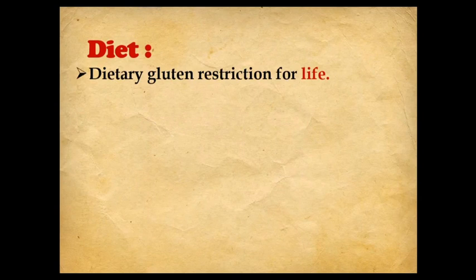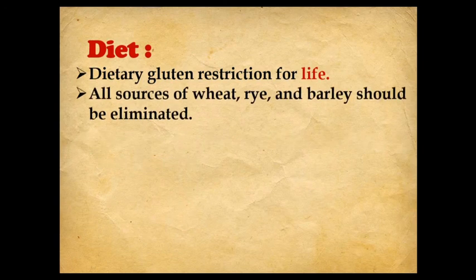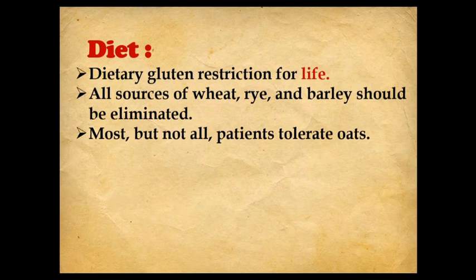So the dietary gluten restriction is for life. If you hear in practice someone advising the parents to stop gluten for just a few months and then reintroduce it in the feeding, this is absolutely wrong. When we are sure of the diagnosis of celiac disease, the restriction of gluten will be for life. All sources of wheat, rye, and barley should be eliminated. Most, but not all, patients tolerate oats. We mentioned this before.